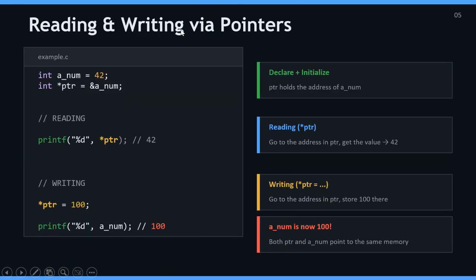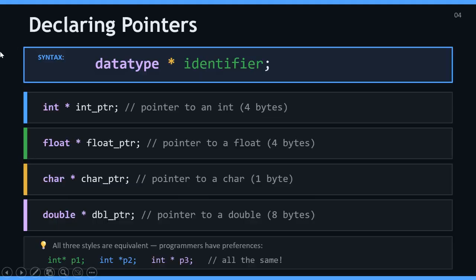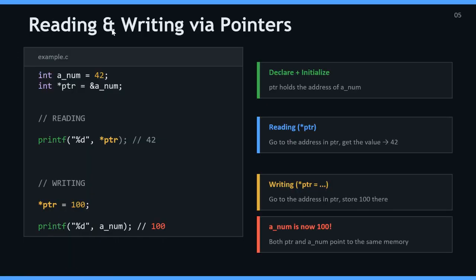Reading and writing via pointers. So you've got int a, which is your declared value of 42. This is the address, and this is the pointer. We read from the pointer, and it'll give us 42.